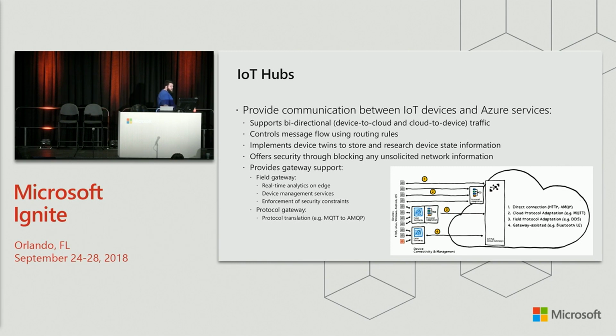And then finally, there's also IoT hubs. So this is bi-directional, either device to cloud if you have IoT devices, or cloud to device if you need to send a message back to a device. It controls the message flow, or you can configure those routing rules to determine the flow for IoT or that communication. You also have a lot of different security aspects of that, as well as gateway support for both the field gateway, how that's communicating in, and the protocol gateway, what the protocol is that IoT device might be using.